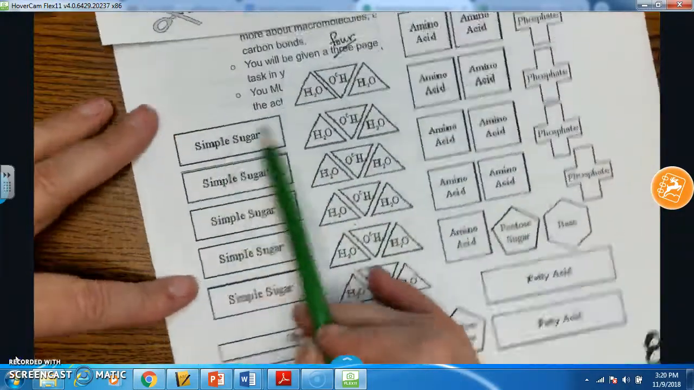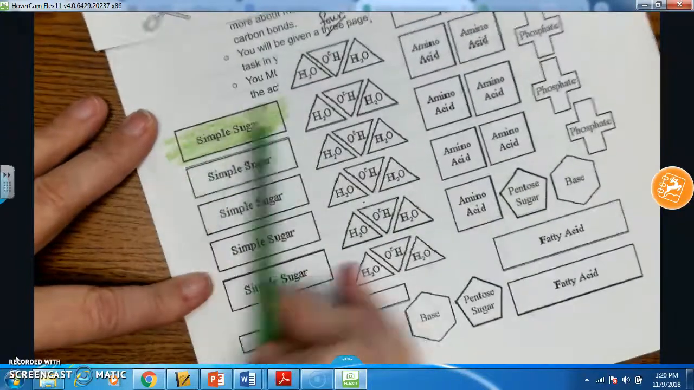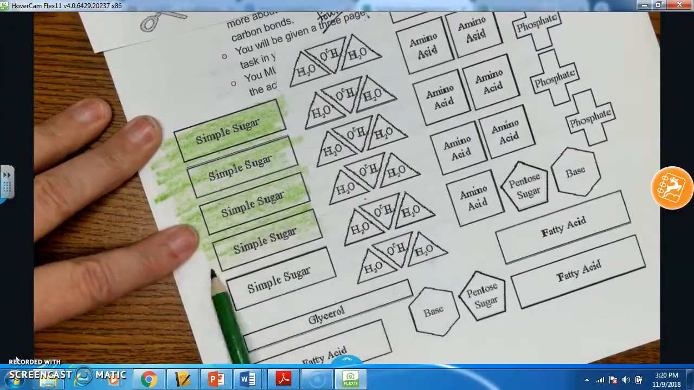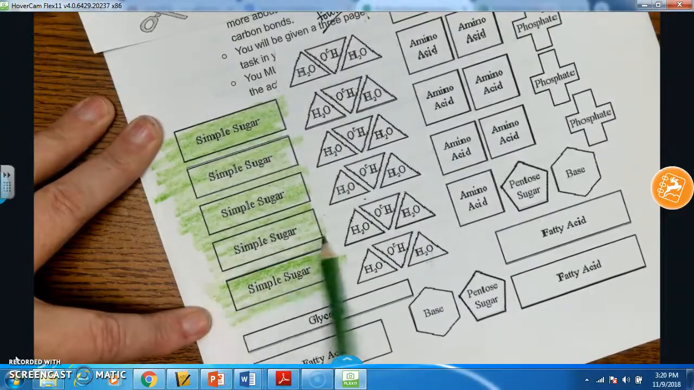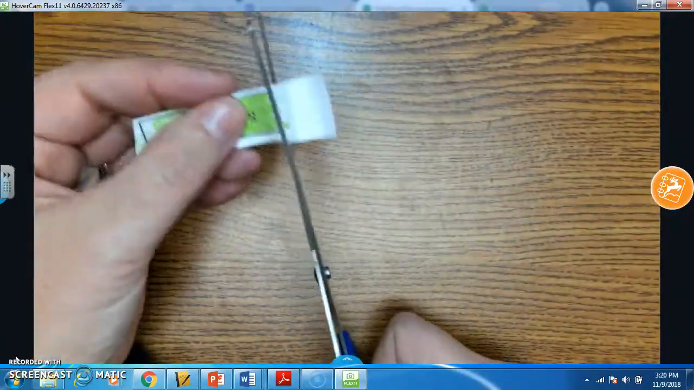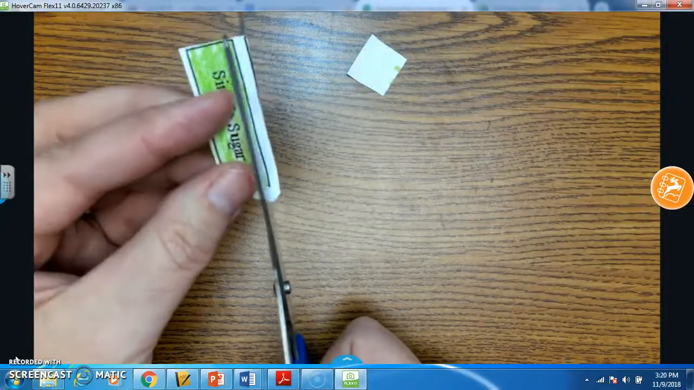So a couple of tips and tricks. You don't have to be super neat when coloring this. It shouldn't take you long to color at all. Why? You don't have to stay in the lines because you're going to be coming along and cutting off all of the sloppy parts. Okay, so just cut them out.